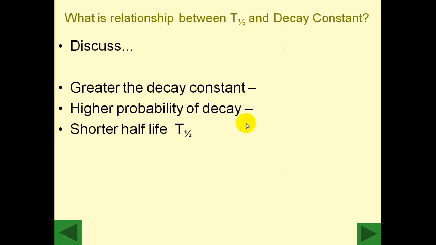The relationship between T half, the half-life, and the decay constant. What happens to the half-life if you have a greater decay constant? If there's a greater chance of the nucleus decaying, it means that it will happen more often, so you're going to have a shorter half-life.